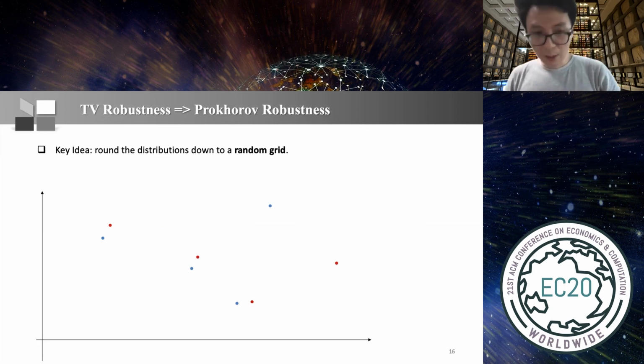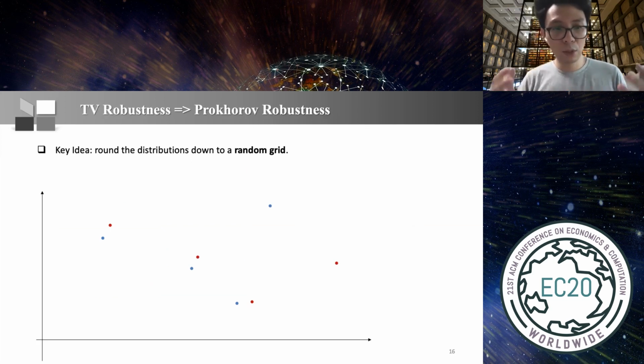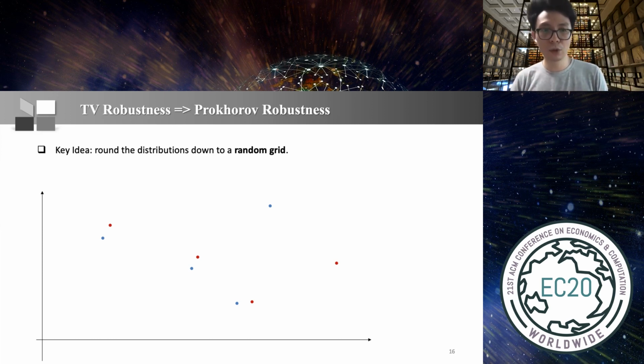What we did, I won't have time to go into details, but let me just tell you the key idea that we use to prove the reduction from Prokhorov robustness to TV robustness. That is, you don't consider the original distributions. You should round these distributions down, but you round them down to a random grid. So why is that a good idea? Here I have a blue distribution and a red distribution.